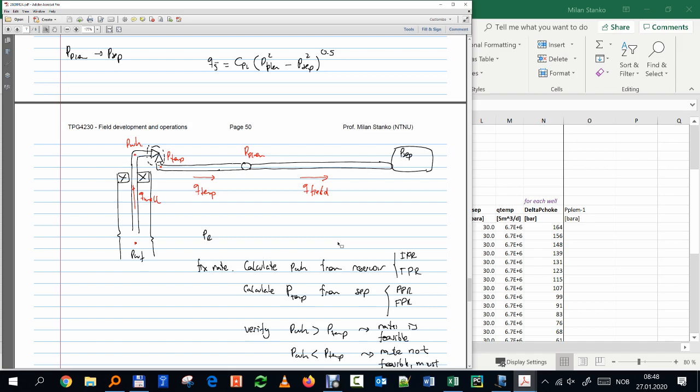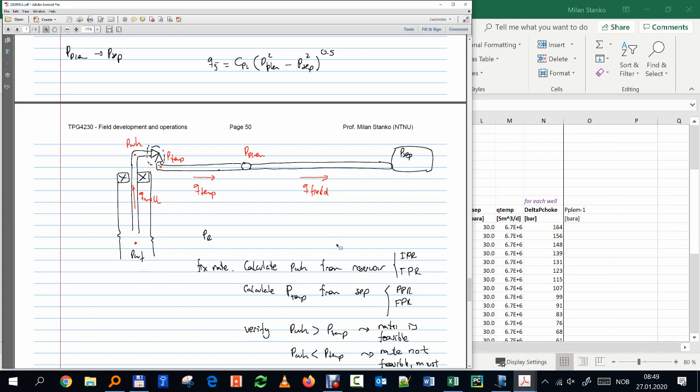So now we were using some rate to go from here to here and here to here, right? What happens if we use a lower rate? The pressure drop will be lower. So the available pressure that I have here will be lower, right? Because I have less pressure drop here and less pressure drop here. Do you agree or not?